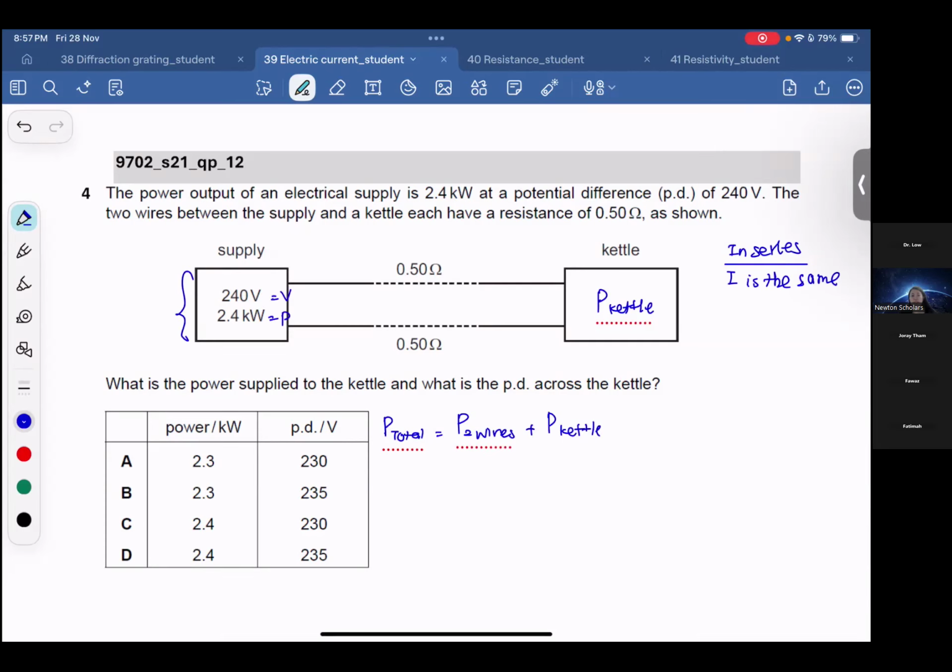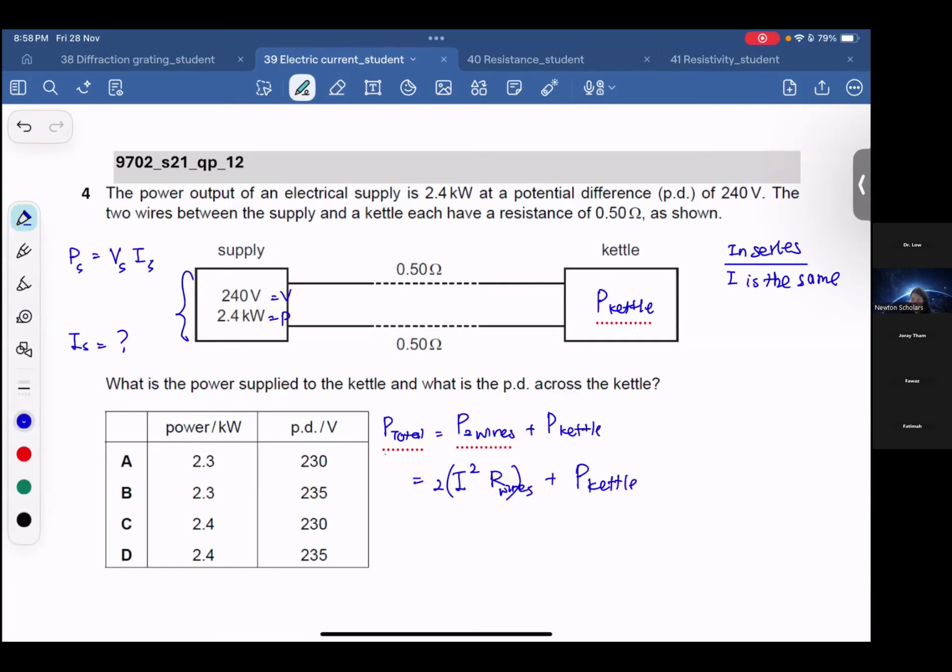From here, I can calculate the current from the supply. P equals VI, for the supply. Calculate your current. The current can then be applied into the formula with the resistance. We can use I squared R plus I squared R. Don't forget this is two wires, so 2 times I squared R. This is the wire resistance and this is the resistance of the kettle. No need to calculate resistance because we want to find the kettle power.